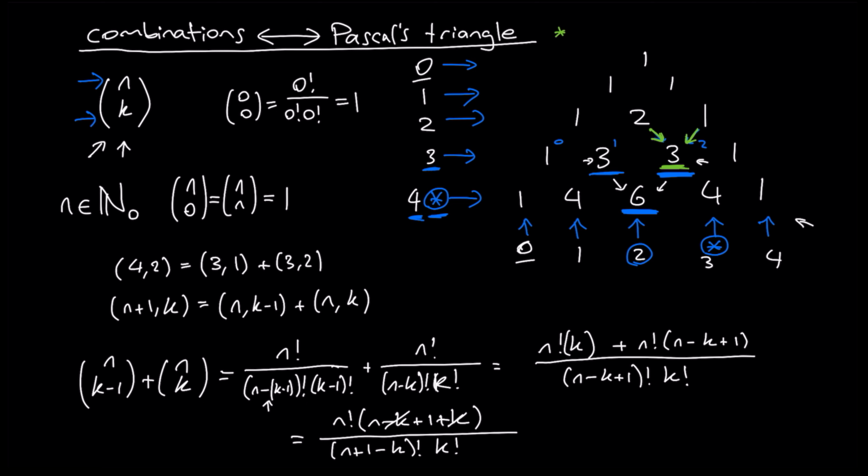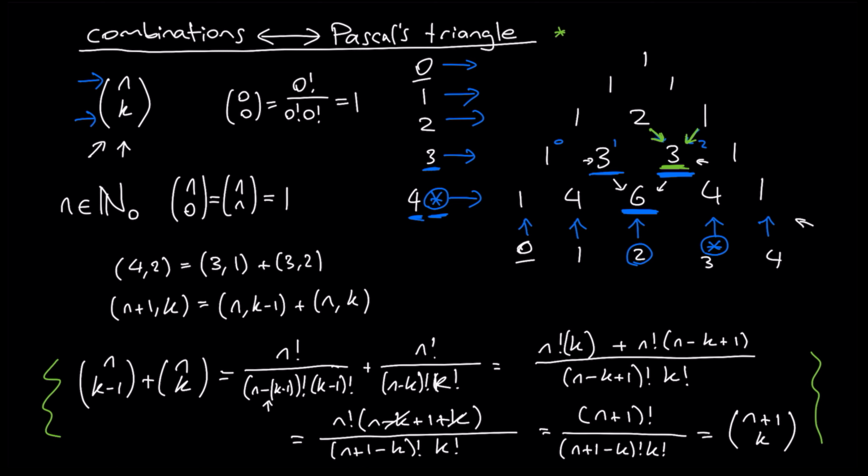And I notice that on top in that numerator we have n factorial times n plus 1. So that's the same thing as n plus 1 factorial. And then that's over n plus 1 minus k factorial, which is equal to n plus 1 choose k.